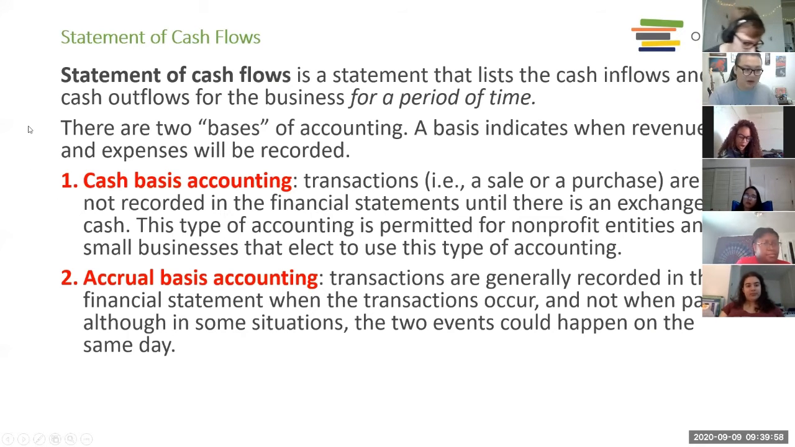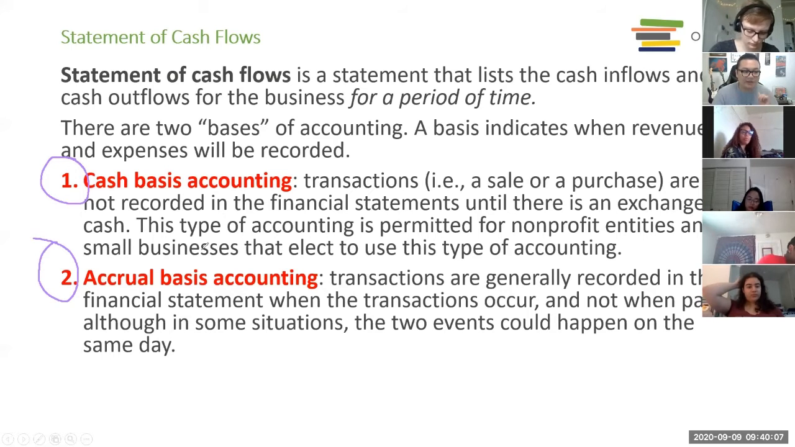We already mentioned a little bit about cash-based accounting and accrual-based accounting. There are two types of statement of cash flow, the direct way or the indirect way, which you're going to learn in your cost accounting, probably in the next 2 years. In this class, we are not going to spend time on that. But you do need to know what cash-based accounting is and what accrual-based accounting is.